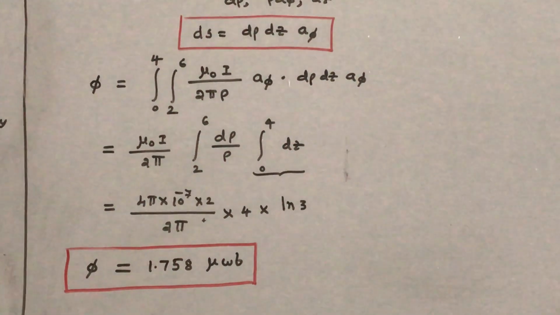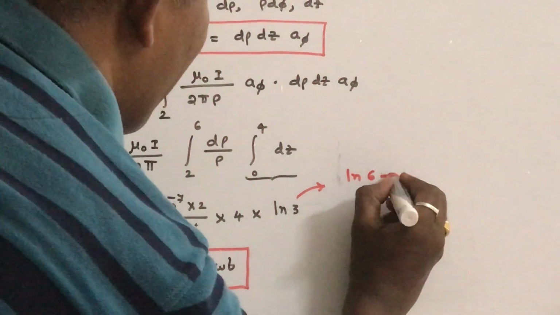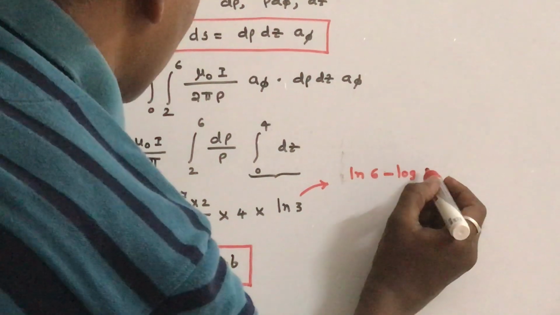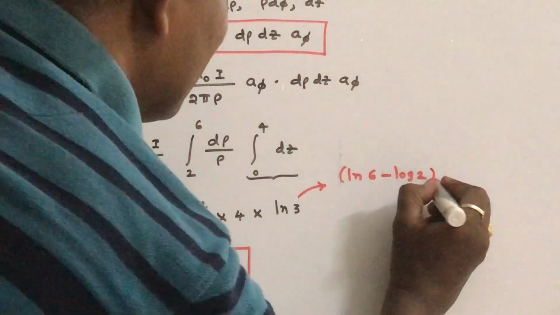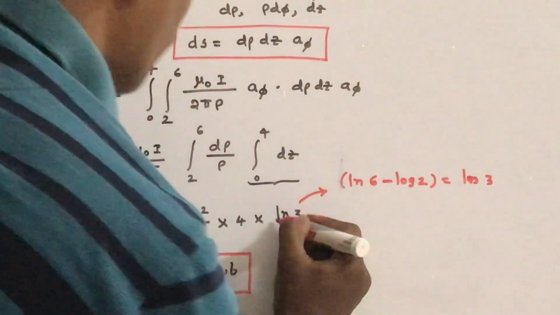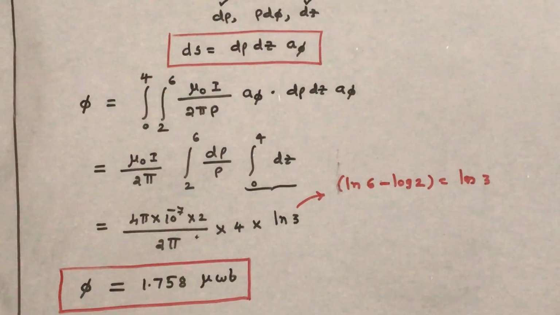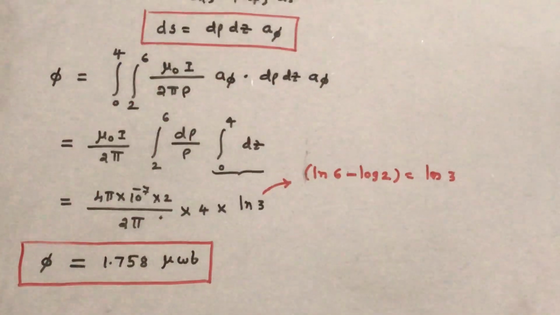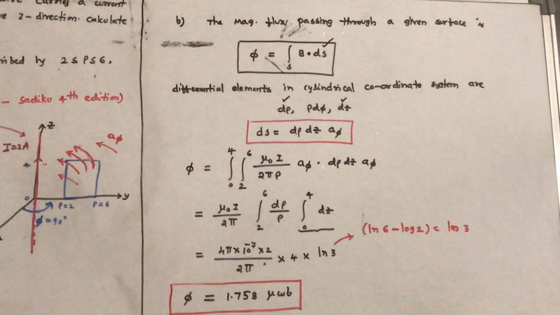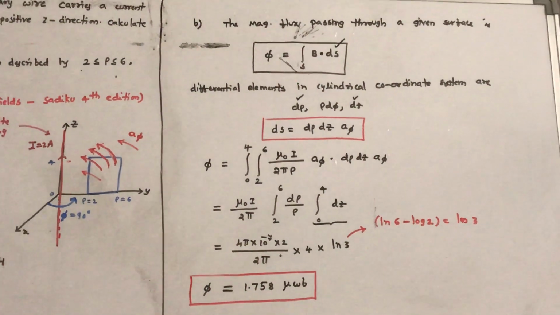Very simple question. What we have to write is that this term comes from log 6 minus log 2, which is written as the natural logarithm of 6 by 2, which is 3. That is why this term comes. So this is the answer for this problem, and this is how you have to answer this question in the examination. Very simple question. Thank you.